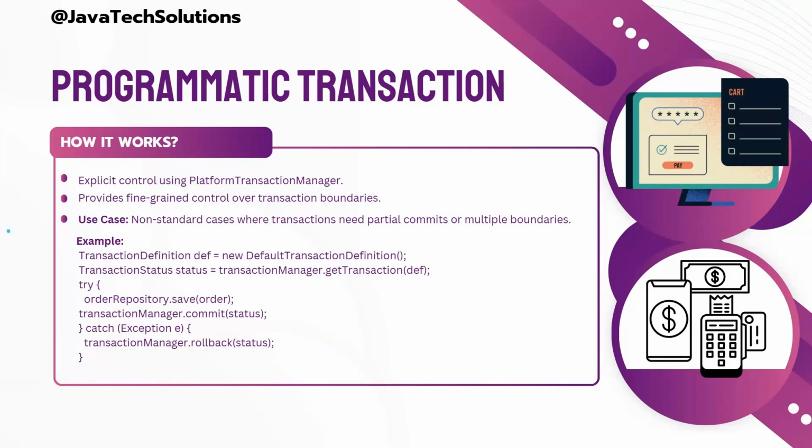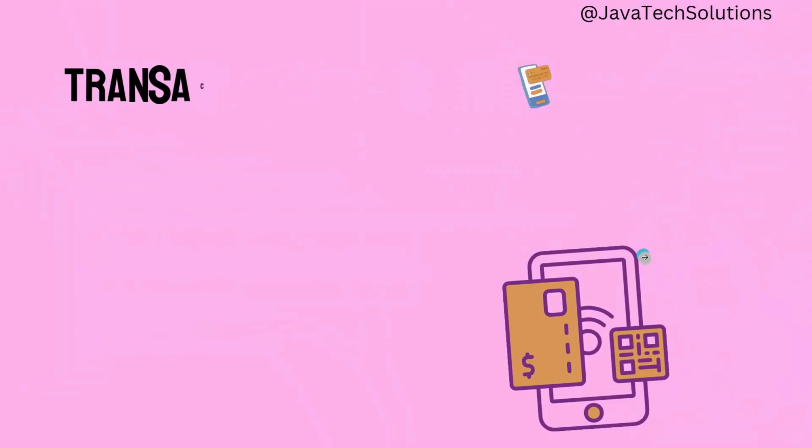Okay. Next we will talk about the different types of propagation type. Previously you have seen that propagation is something we have used within the @Transactional annotation. Over there, there are different types of propagation. So what are those types? Okay, we will now talk about this one.